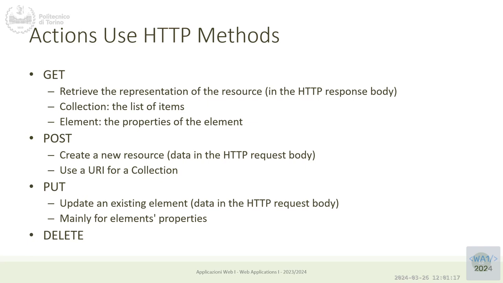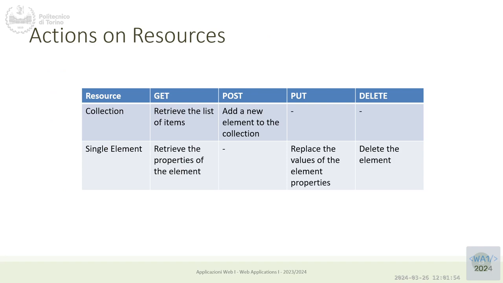A POST on a collection is the operation for adding one element to the collection. POST on an item doesn't make any sense, only on a collection. PUT is the operation for changing the property of an item. You cannot change a collection as a whole. You can change a single item. A DELETE will remove one element from a collection, and so on. So we are giving a higher level semantics to these HTTP operations by mapping the semantics of the method onto these two data types, collections and elements.